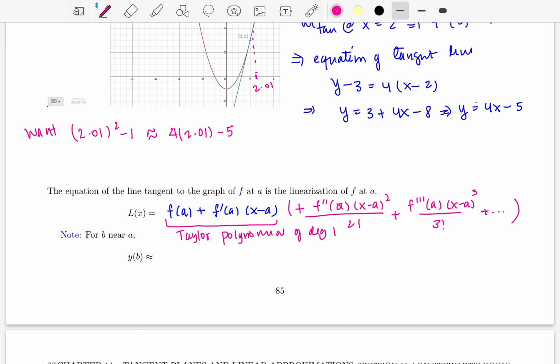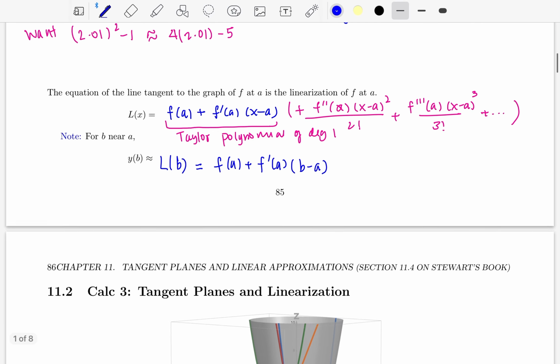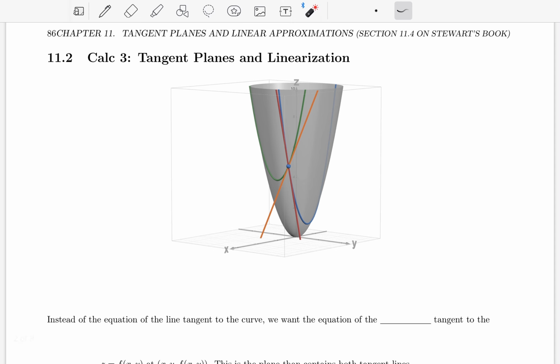Then that means that if I want to approximate my function at b, I just replace x with b. So this can be approximated by the linearization at b, and this will be equal to f of a plus f prime of a times b minus a, okay? Okay, perfect. So we're going to do the same thing now, but in higher dimensions. So now, instead of a tangent line, we're going to have a tangent plane, and the linearization will be approximating the surface with a plane, okay? So I'm literally going one dimension higher every single time, okay?